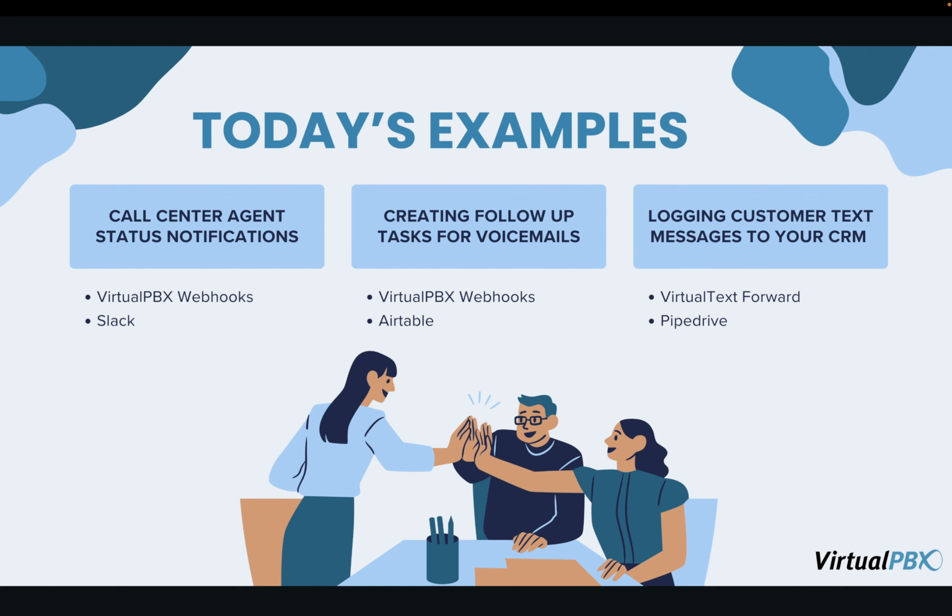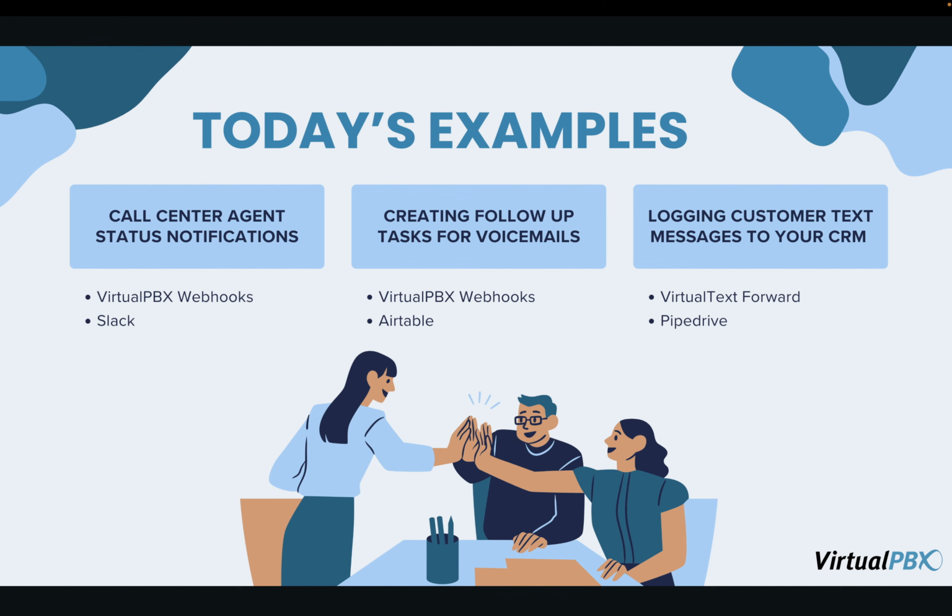Today, we're going to go through 3 examples. The first, call center agent status notifications. For that, we're going to be using Virtual PBX webhooks, and then we're going to send the notification to Slack. You may have other tools that you use for your company's communications. Zapier, as well as these other examples that I provided, have thousands of applications that are available for you to send notifications to. Today, we're just going to be using Slack.